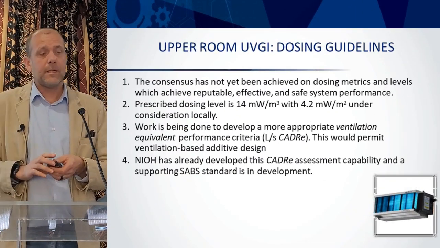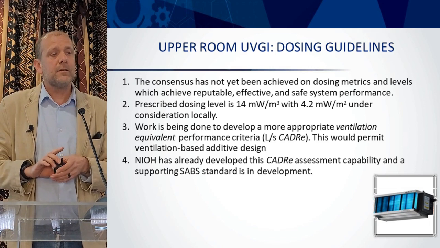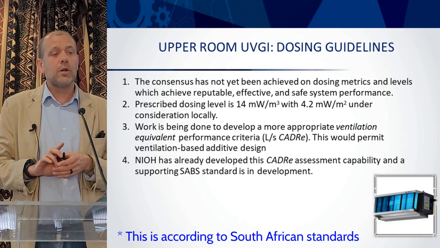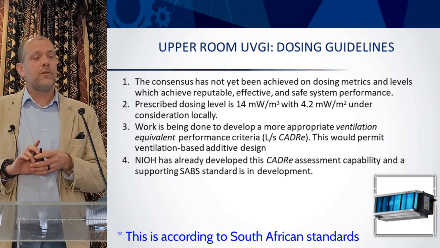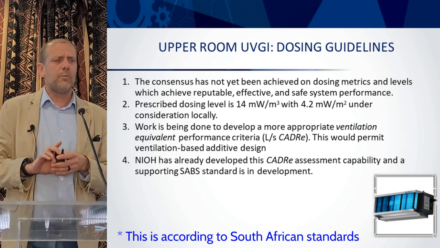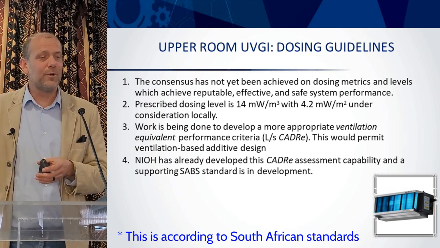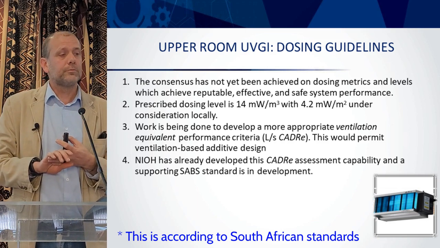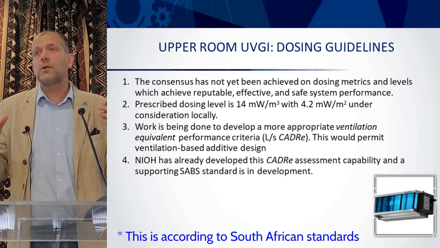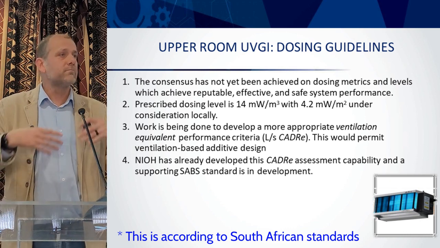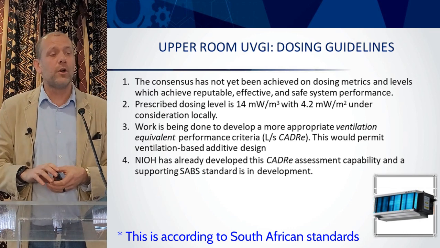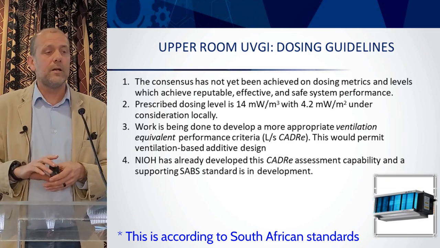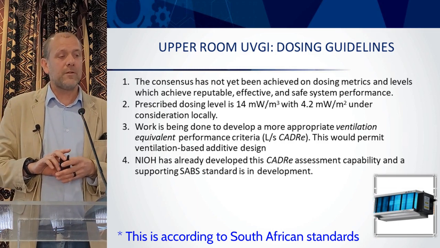That study that was done presented some dosing guidelines, which are widely used now, but consensus has not been achieved on the dosing metrics and the levels which achieve repeatable, effective, and safe system performance. Prescribed dosing levels are volumetric, so we apply a certain amount of UV energy into a room as a function of the volume of that room. Current recommendations are about 14 milliwatts per cubic meter, up and down, depending on who you speak to.